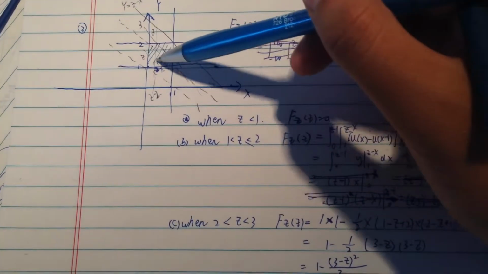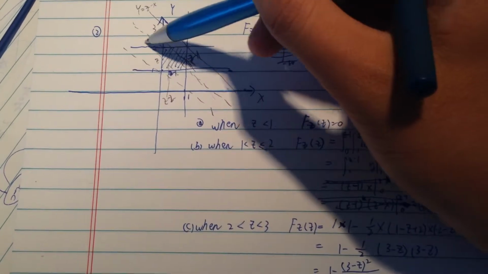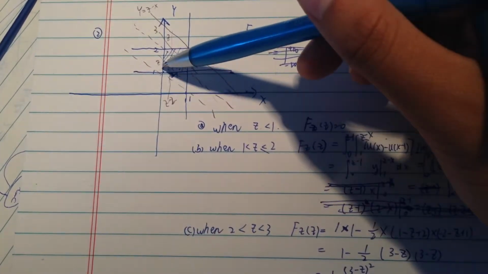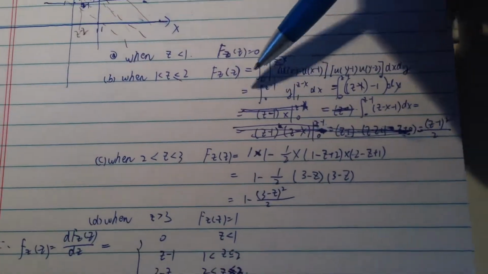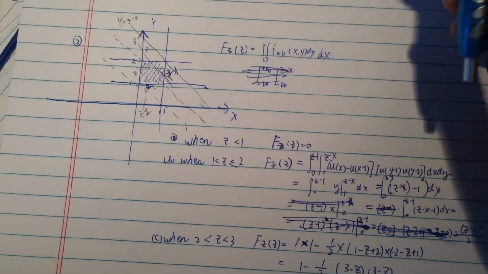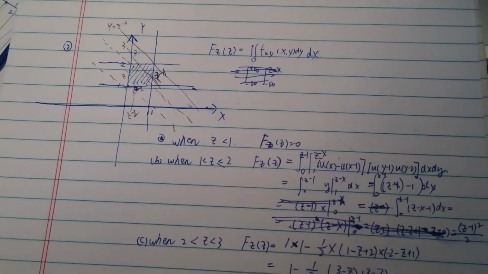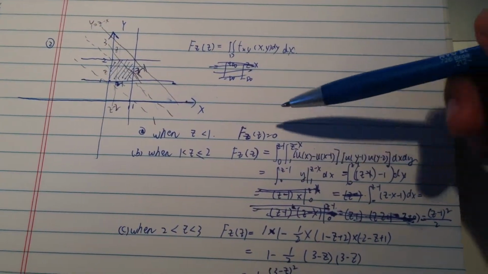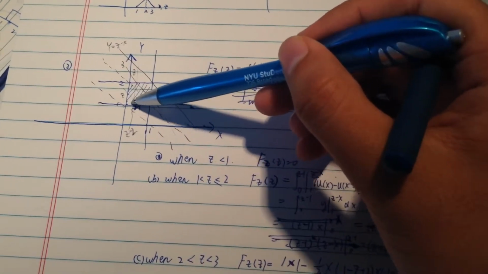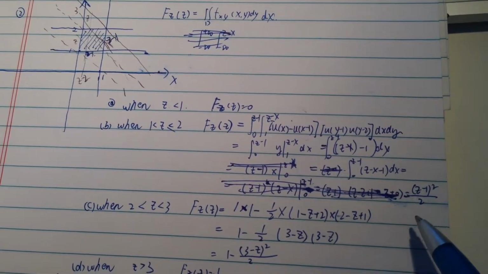And when Z is between 1 and 2, it is here, and this little triangle is the effective shadow. So we can write the distribution function as the triangle. We already know that f_X and f_Y are always equal to 1. After integration, we find that the distribution function of Z is just equal to the area of the little triangle, which is (z minus 1) squared over 2.